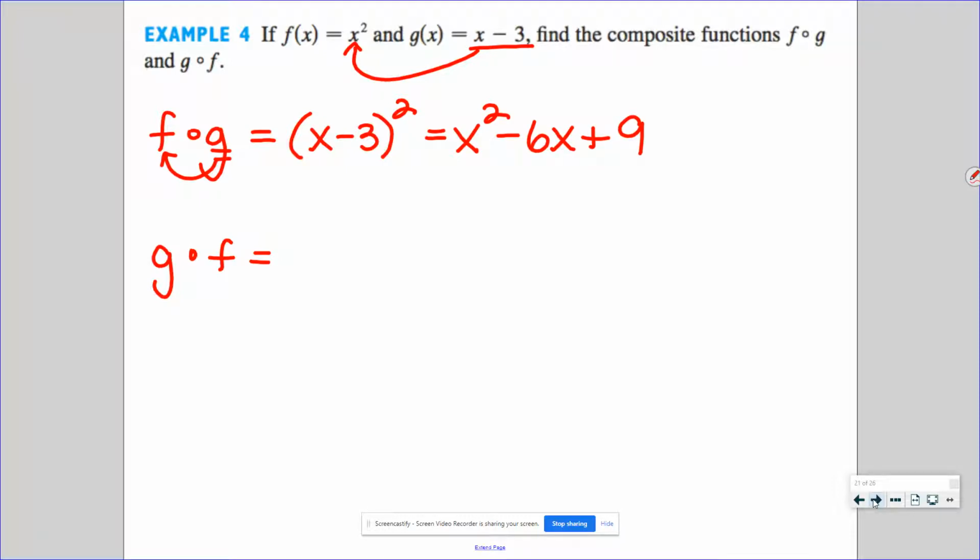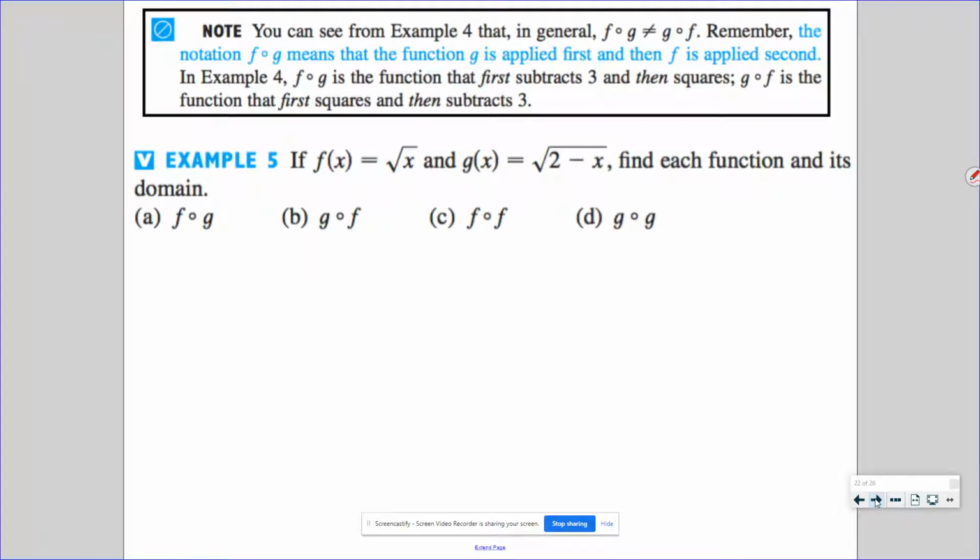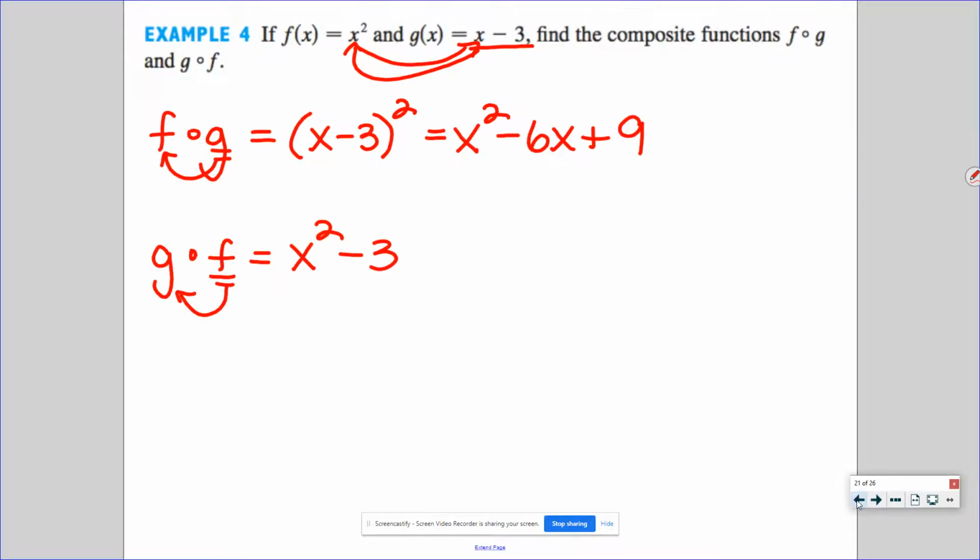Okay? Other direction, we're going to take f and plug that into g. So f plugged into g would be x squared minus 3, and that can't be simplified any further. Okay? One quick note. Just because you did f composed with g and g composed with f, and just because they look like they're similar, does not mean that they are the same. Obviously, here's Exhibit A.